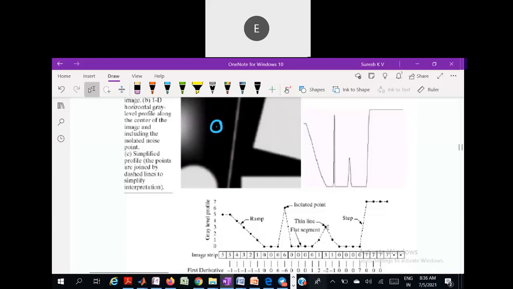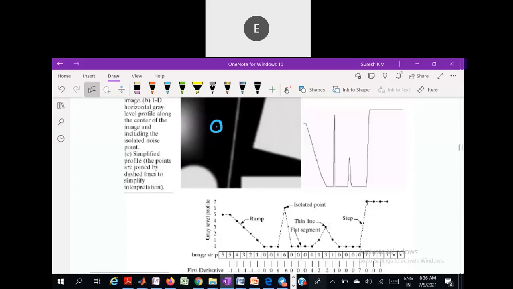Then it comes back to 1. Okay. The difference between this and this is this. Suddenly it goes to 5 and comes back, whereas here it is gradually going to 3 and coming back. So that's why it's called rooftop edge, because it looks like the top of a roof. Not a flat roof, tiled roof.